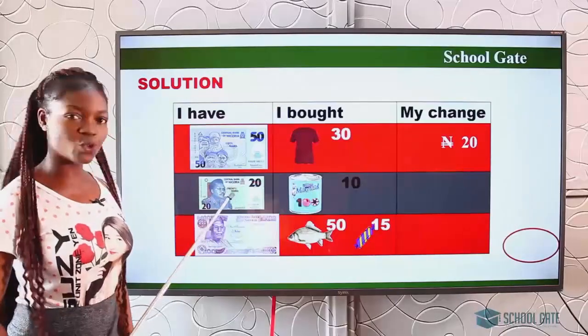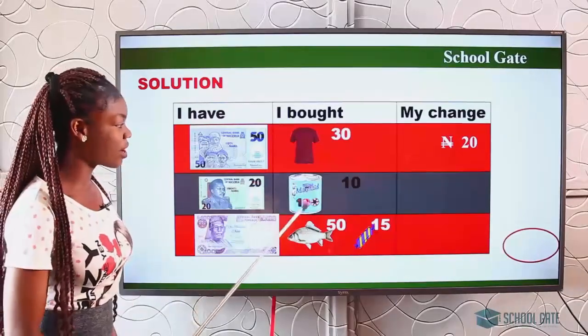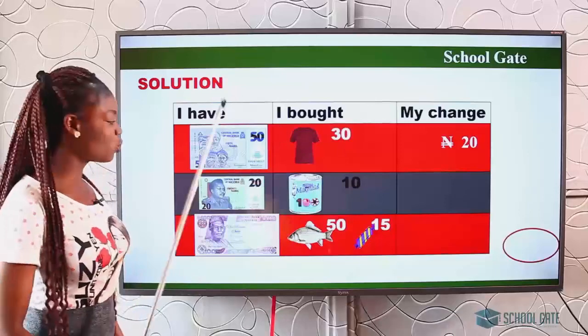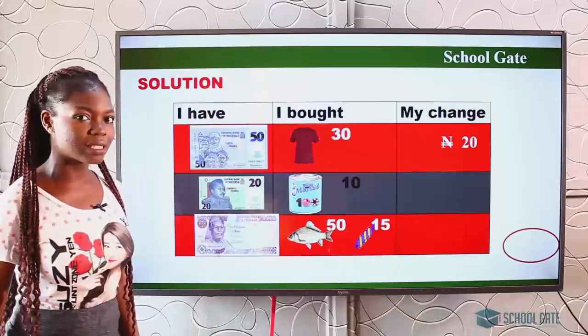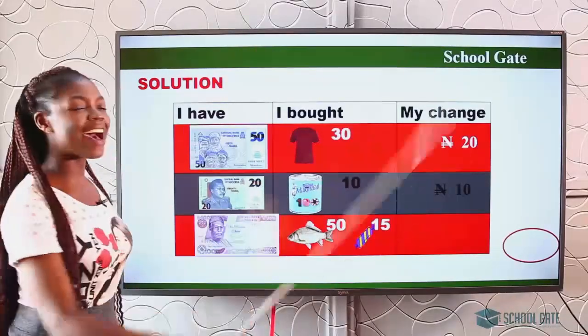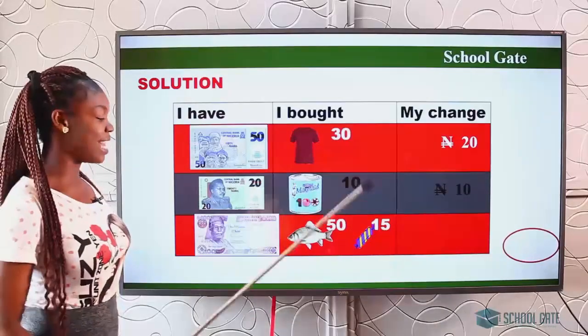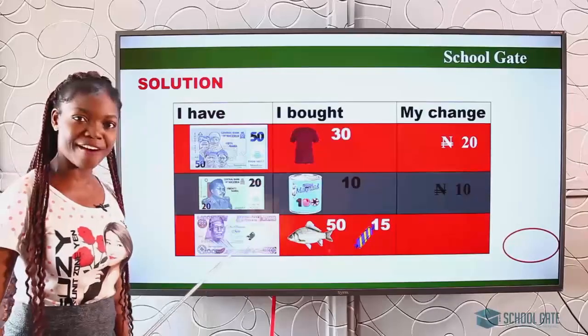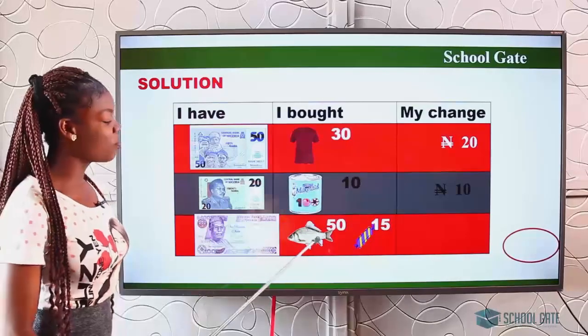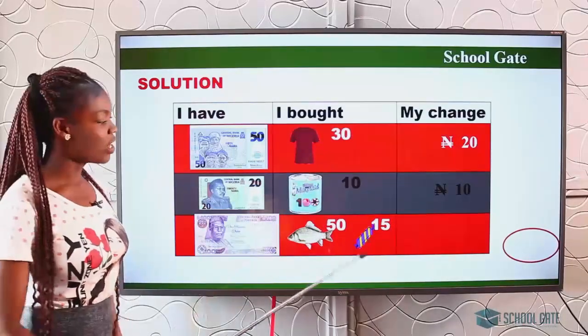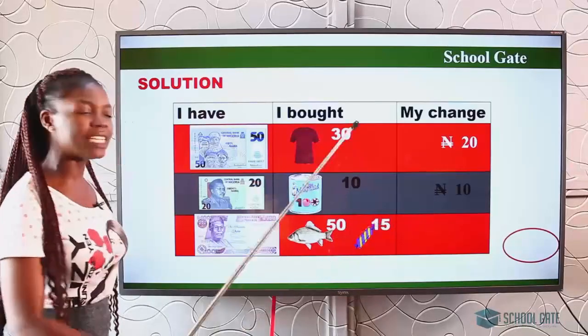Okay. And this is 20 naira. You bought peak milk of 10 naira. So 20 minus 10 naira is what? 10 naira. So how much is your change? 10 naira. Very good. And then finally, this is a 100 naira note. Okay? And you bought fish of 50 naira. You bought sweets of 15 naira.